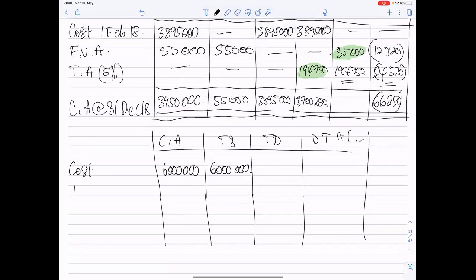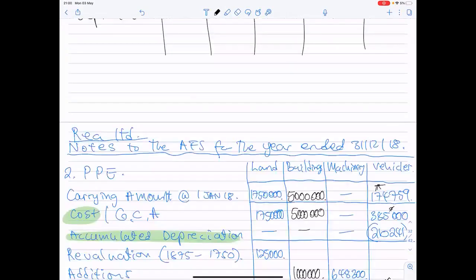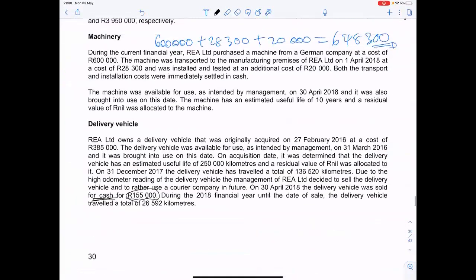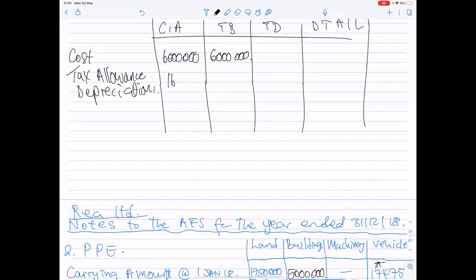So in the current year, there was a tax allowance. And also there was what? Depreciation. Now, depreciation on the building, we did it already. It is 165,000. So you're going to show your 165,000, that is the carrying amount of the building.